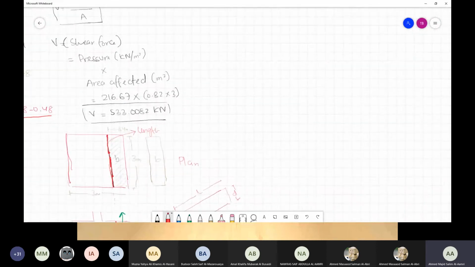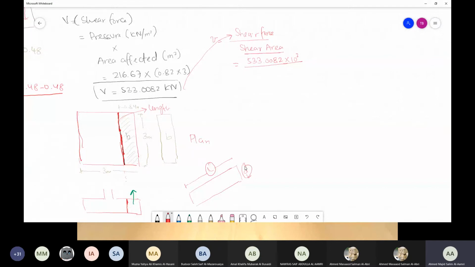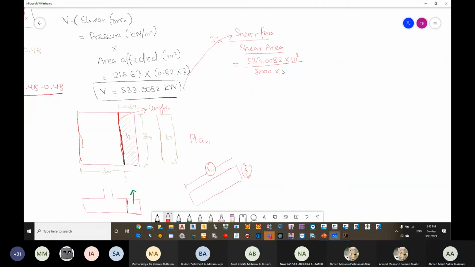Now, if I'm calculating my V small, which is equal to shear force divided by shear area, I can say that my V, the shear force here, is going to be 533.0082 into 10 to the power of 3, since it's kilonewton. And stresses are normally measured in Newton per millimeter square. What is my cut area? My cut area is representing L and D. My L is 3000, or 3 meter. My depth is going to be 0.48.